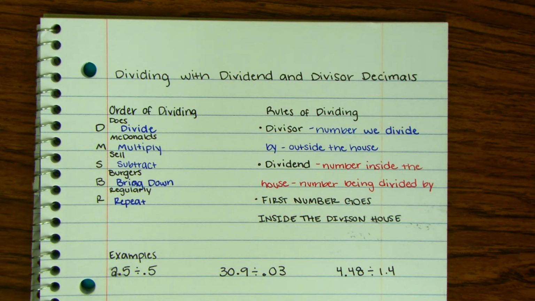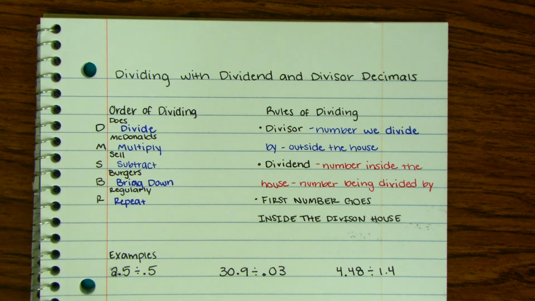Hello, everyone. This week we've been talking about dividing with decimals. On Monday, we talked about dividing whole numbers. On Tuesday and Wednesday, we talked about dividing with the dividend decimal and dividing with the divisor decimal. Now, on our last day of dividing, we are going to talk about dividing with both a dividend and a divisor decimal. That means both numbers will have a decimal point in them.